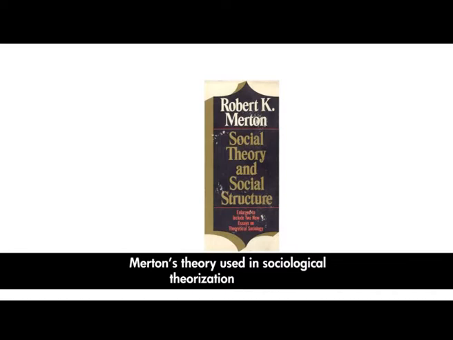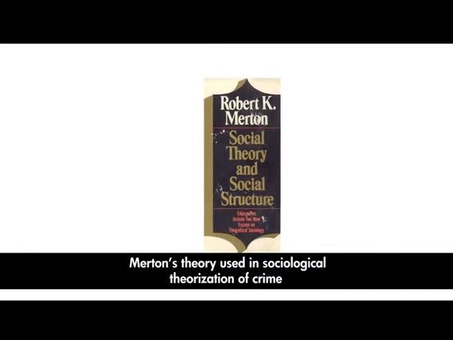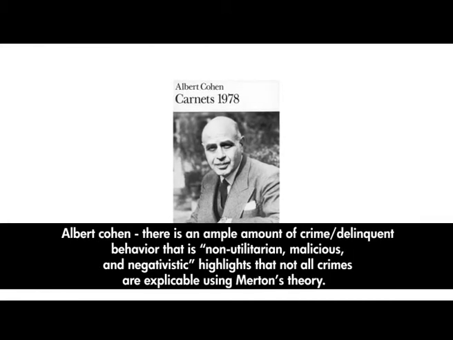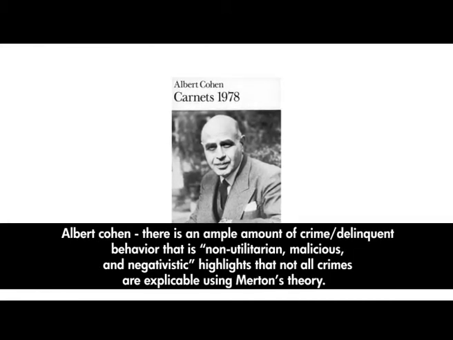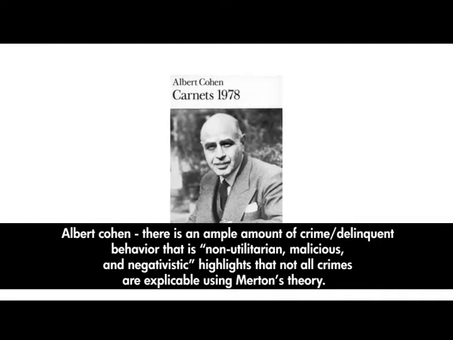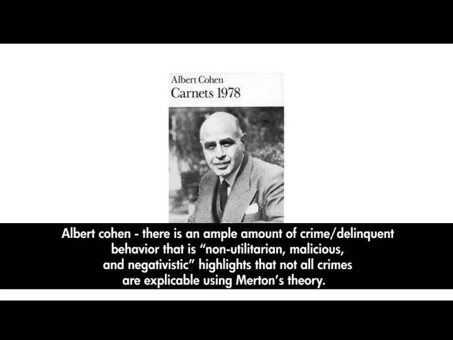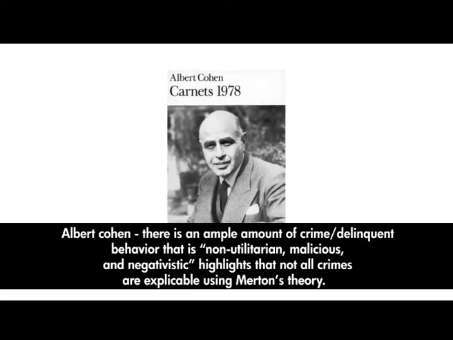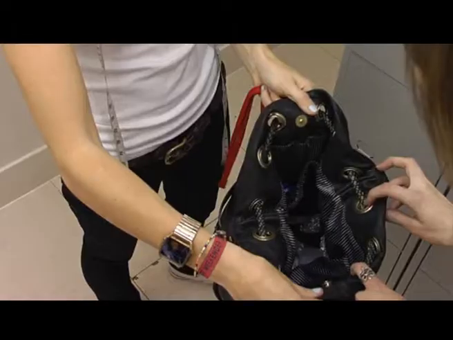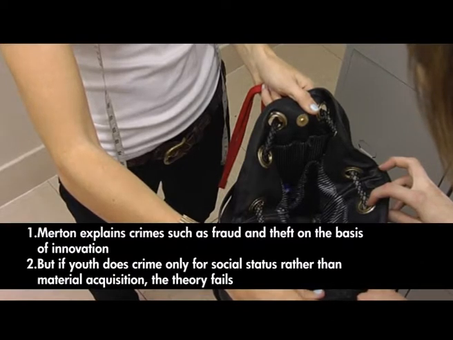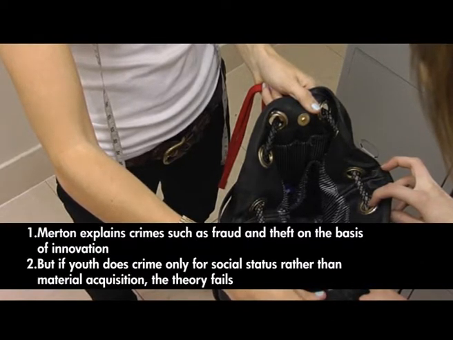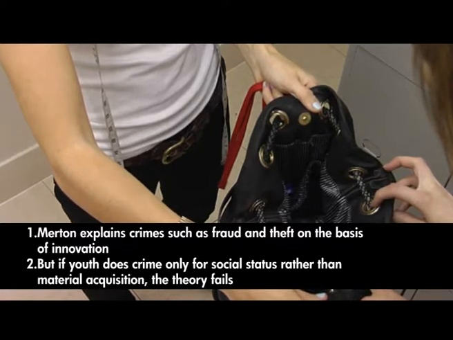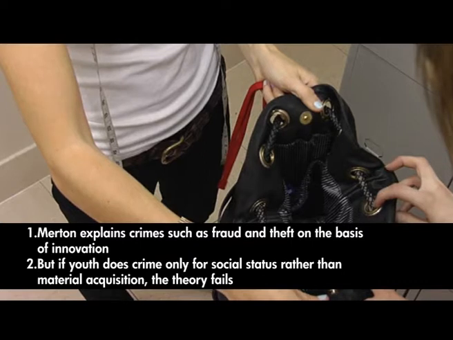Merton's theory has been widely used in sociological theorization of crime today. But there are limitations to this theory of crime that have been identified. Albert Cohen, the first critic of this theory, pointed to the fact that there is an ample amount of delinquent behavior that is non-utilitarian and malicious (O'Grady, 2011), which highlights that not all crimes are explicable using Merton's theory. Merton could explain crimes such as fraud and theft on the basis of innovation, but if some youth commit crime only for social status rather than material acquisition, the theory fails.